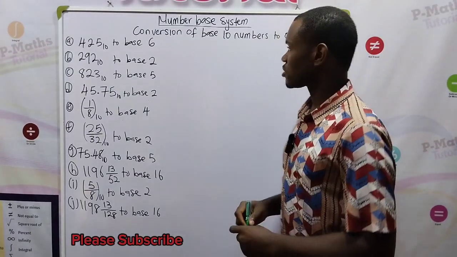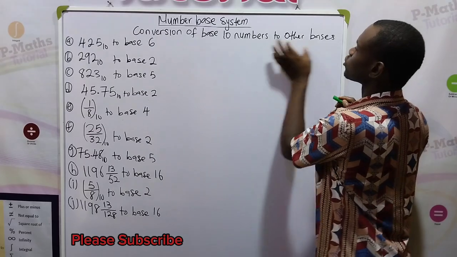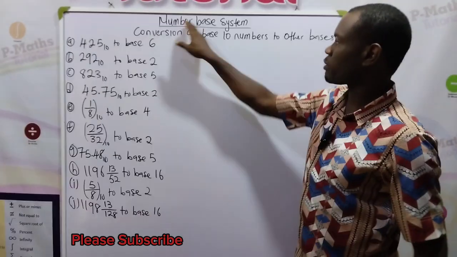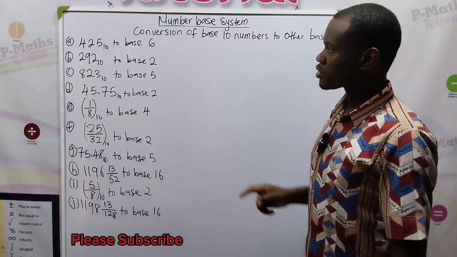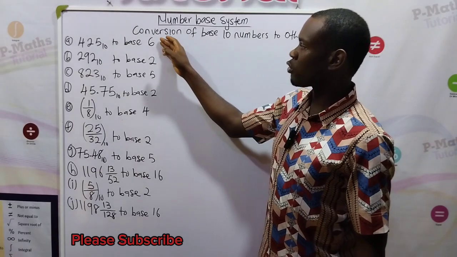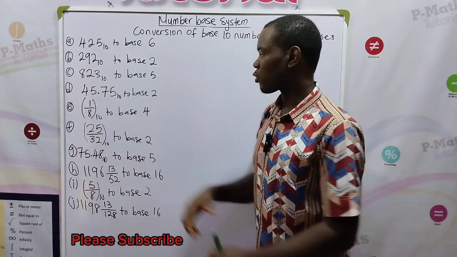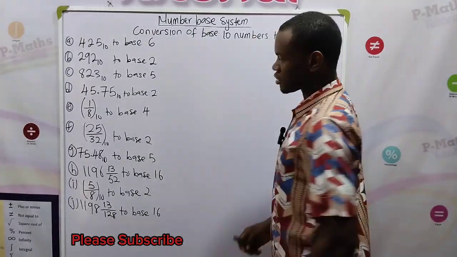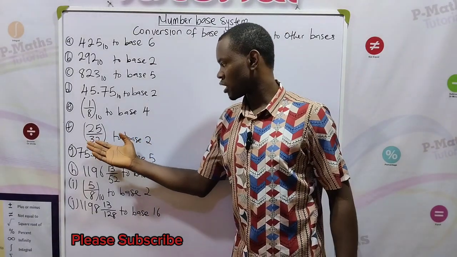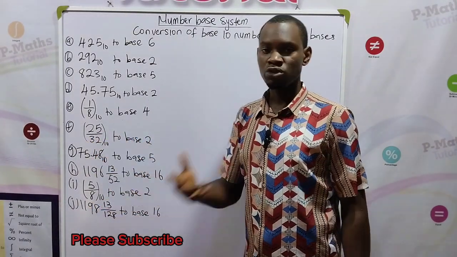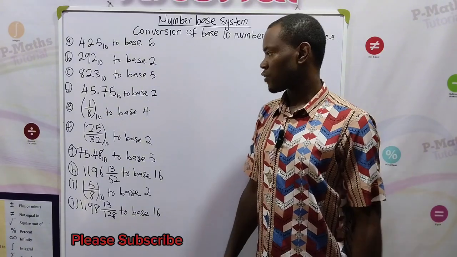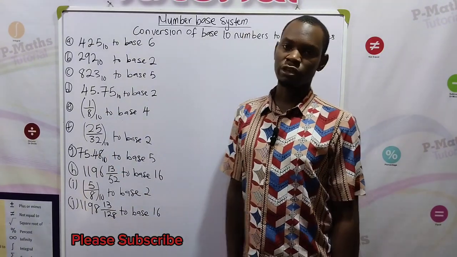And in our lesson today, we are considering conversion of base 10 numbers to other bases. We are still looking at number-based system, all right? In the previous lesson, we considered the conversion of other bases to base 10. But here we have numbers in base 10 and we are converting it to what? To other bases. Now we have some cases of fractions here. We also look at how we consider the conversion of fractions in number-based system.